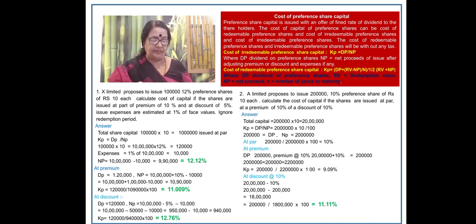Now we can start with cost of equity capital in the next session, because there are more than 4 types of capital, 4 types of equation we have to go through. After that, after cost of equity capital, comes cost of retained earnings. We can go through what is meant by retained earnings also in the next session.